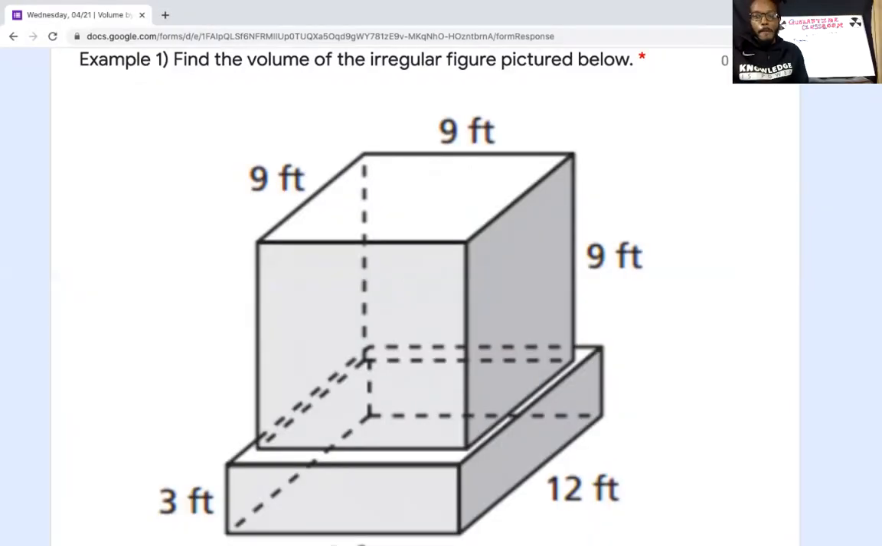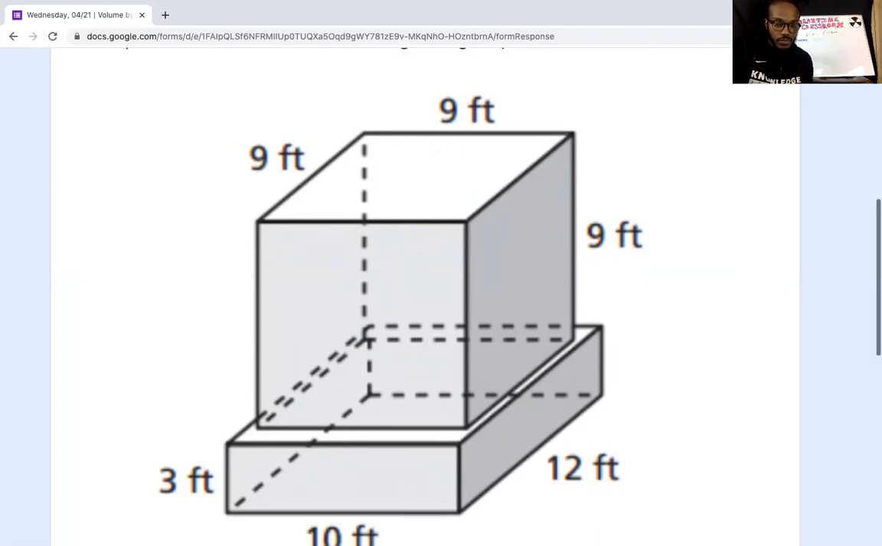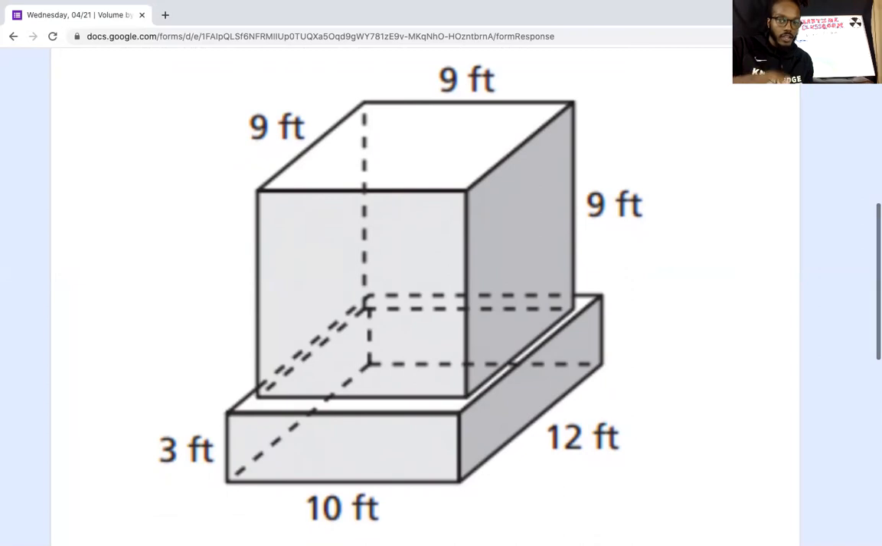Okay, guys. So I'm going to just get straight into the example problems for this one. Here we have an example of an irregular figure, something that we can't just get one straightforward volume for. We're going to have to break this up into two different solid shapes before we can actually tell what the volume for the entire thing is going to be. So this one is going to make a lot of sense because it's going to require us to break this up into two different shapes.